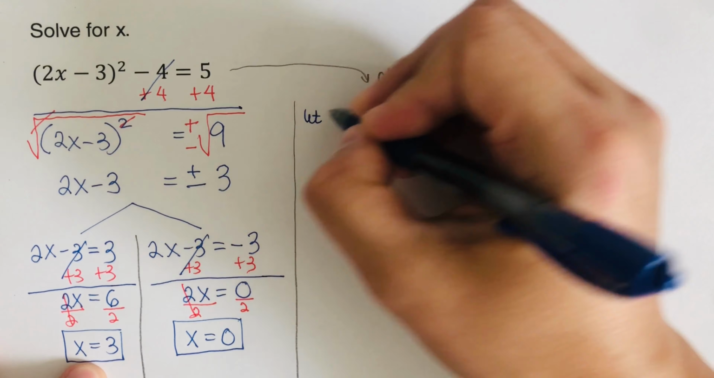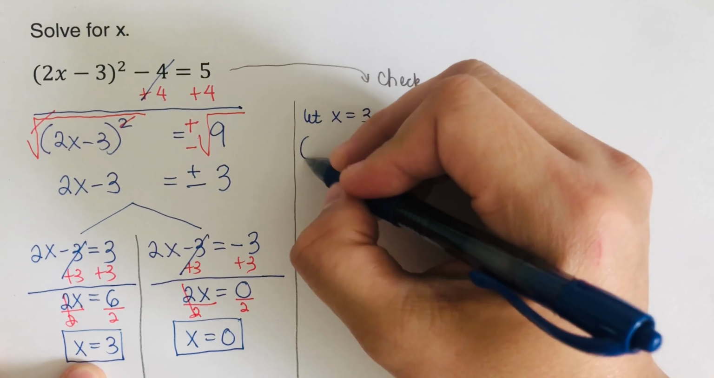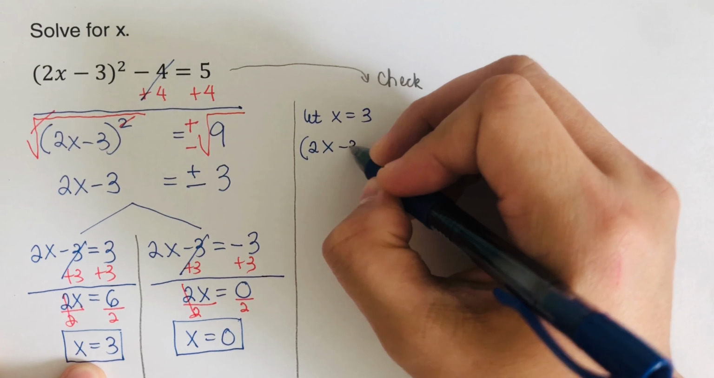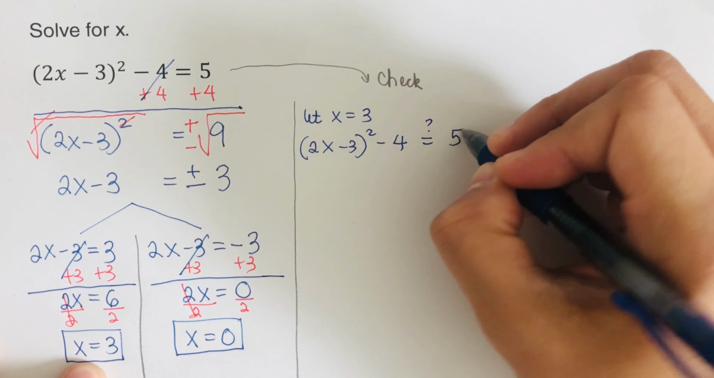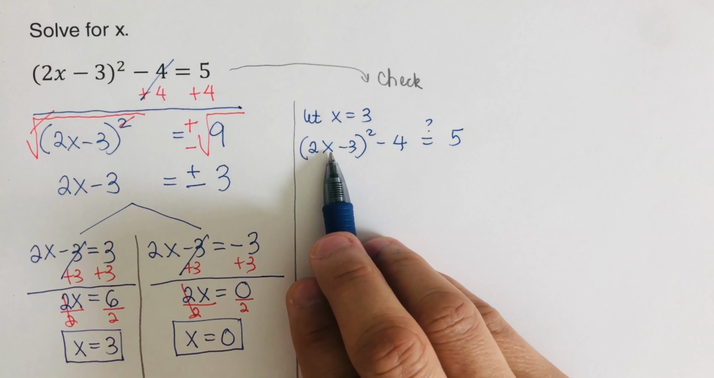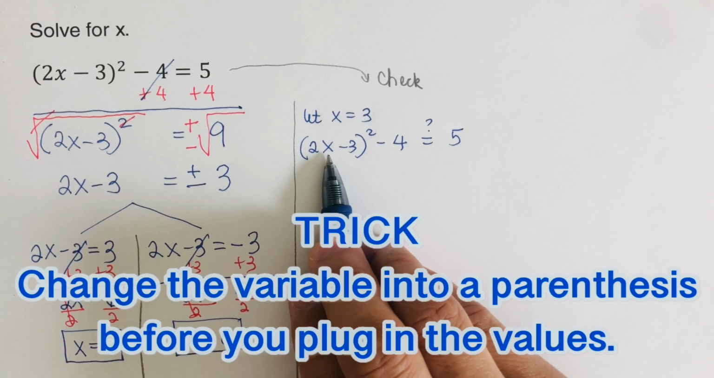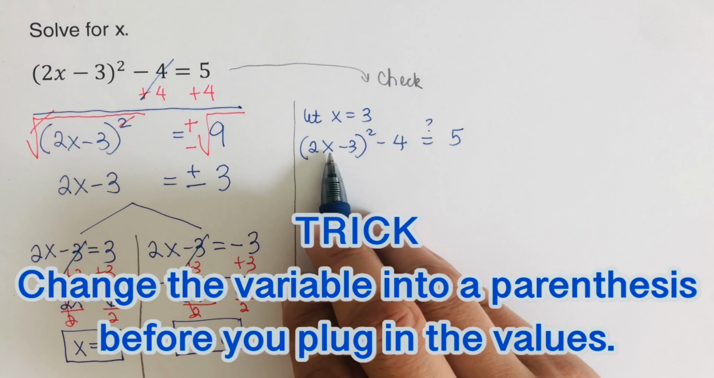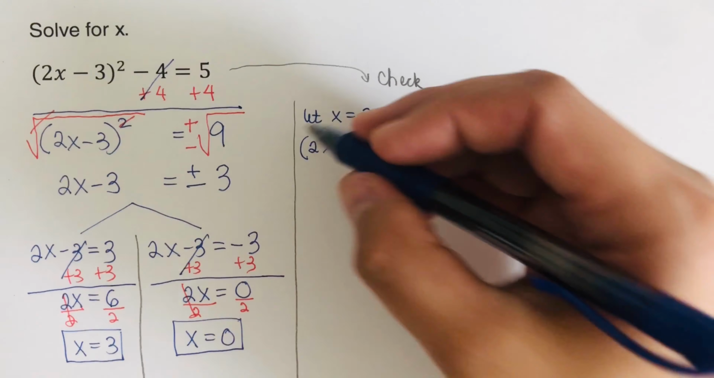So we let x is equal to 3 and then we rewrite that. So that would be 2x minus 3 squared minus 4. Is that equal to 5? Again, our trick in checking is to change the variable into a parentheses before we plug in the values. So then I will do the math here. I will change this into a parentheses and then plug in the 3 to the parentheses.